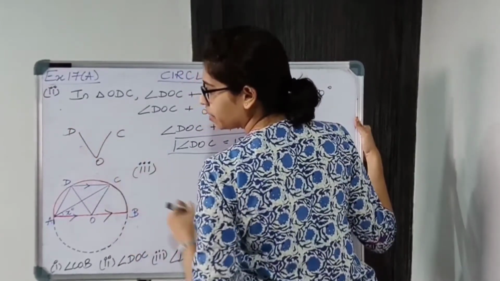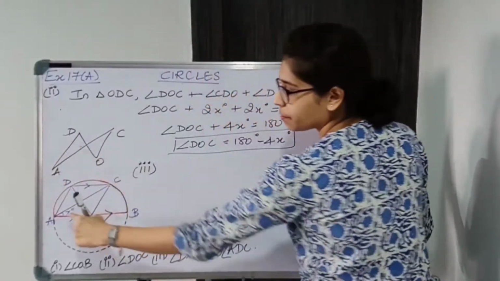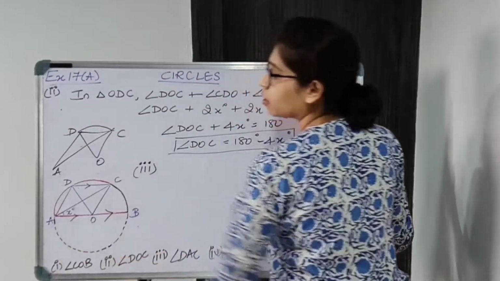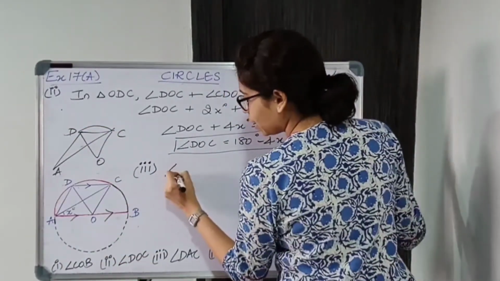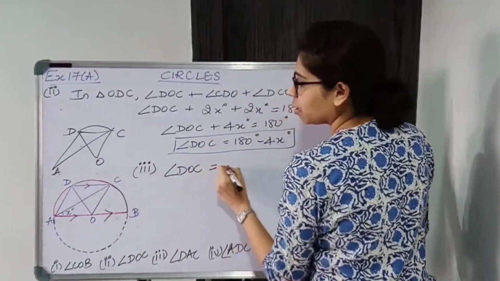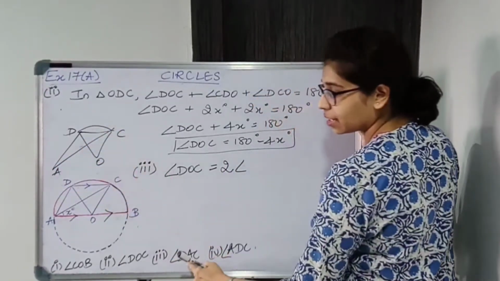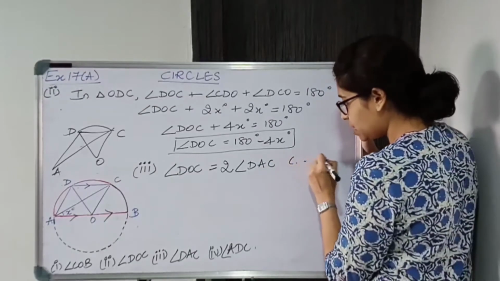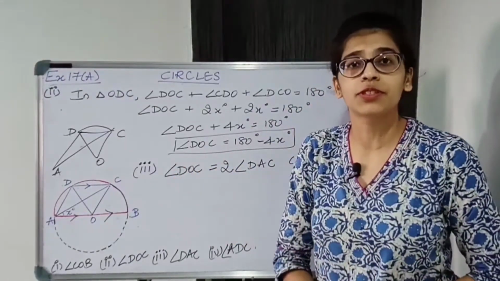DOC is the angle at the center. DAC is the angle at the circumference. A is on the circumference. Both are subtended by the same arc or same chord. So angle at the center DOC is twice the angle on the circumference, angle DAC. Okay, you have to give reason. This reason which I told you, angle at the center is twice the angle on the circumference.